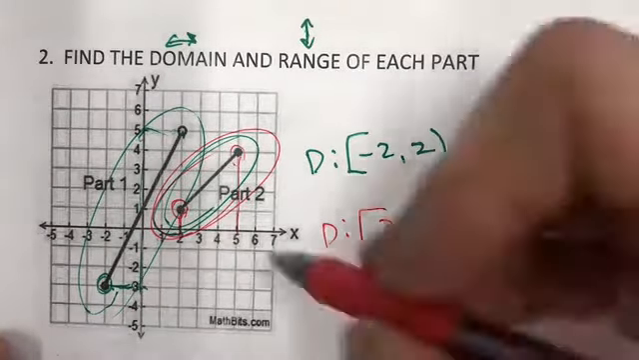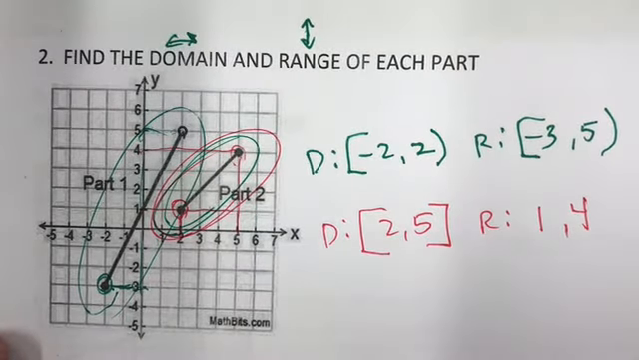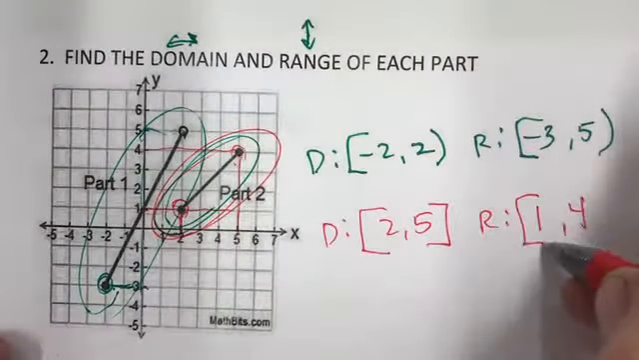My range is up and down. So the furthest down it goes is 1. The furthest up it goes is 4. It goes from 1 to 4. And this is colored in, so it's included at 1. And this is colored in, so it's included at 4. And there's my domain and range for that part too.